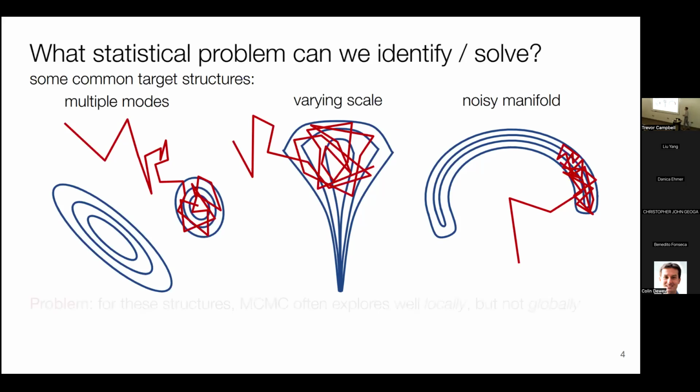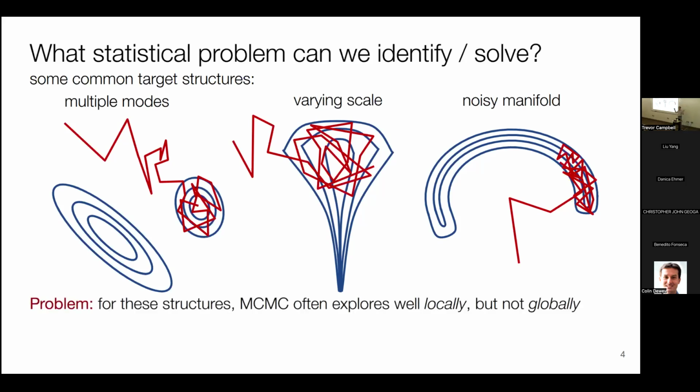In other words, all of these are captures of one basic phenomenon, which is that MCMC methods are designed to explore well locally, but they don't necessarily explore entire structures of posteriors. They don't explore well globally.